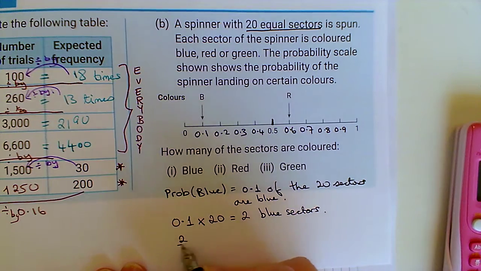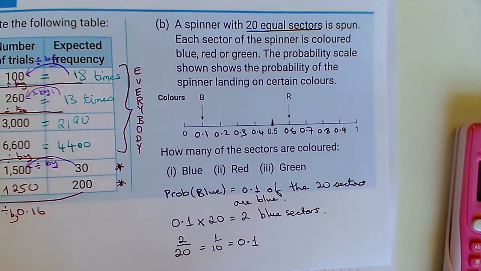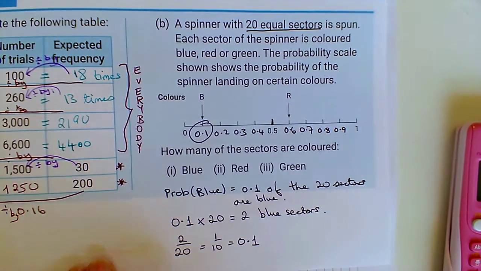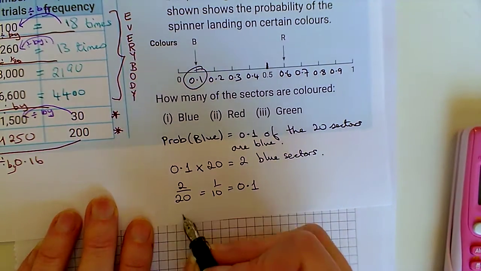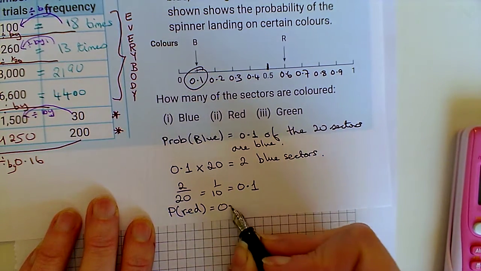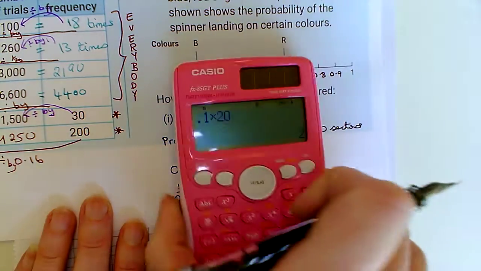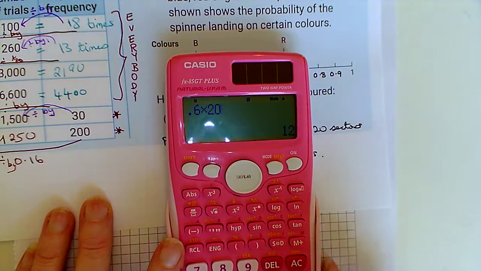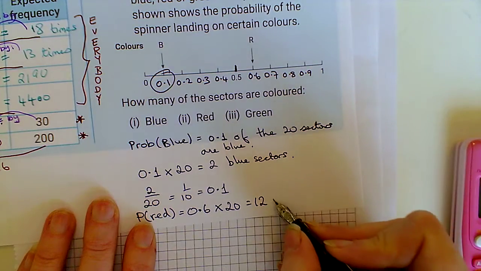And you could have done this by trial and error as well. 2 out of 20 gives me 1/10, which is 0.1. So that's correct. You could try out different numbers until you got your 0.1 probability. How many of them are red? Again, we're told the probability of red, and that's 0.6. And then you multiply that by 20. So 0.6, 60% of 20 is 12. 12 red sectors.